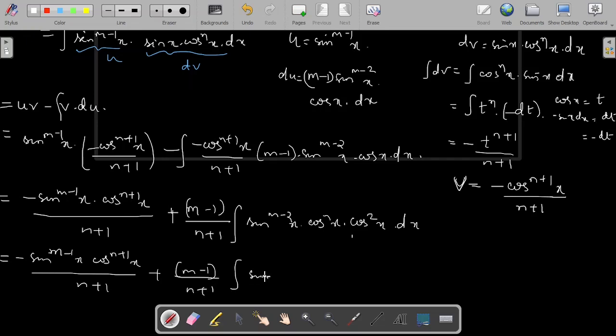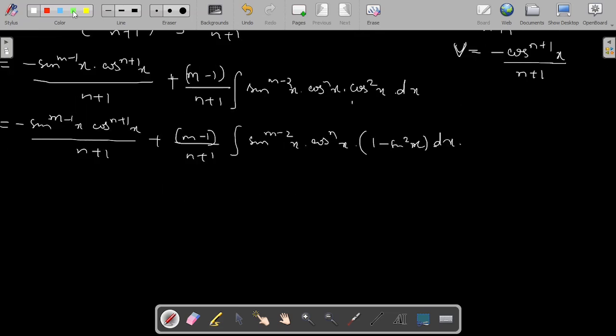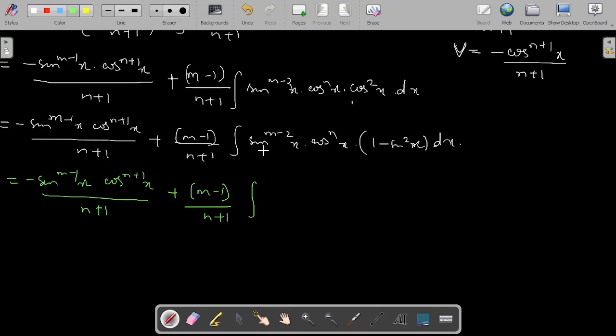Here, integral of sin^(m-2)x cos^n x (1 - sin²x) dx. cos²x is replaced by 1 - sin²x. Now this is equal to -sin^(m-1)x cos^(n+1)x divided by (n+1), plus (m-1)/(n+1) times the integral of, multiply this with 1, so it is sin^(m-2)x cos^n x dx.